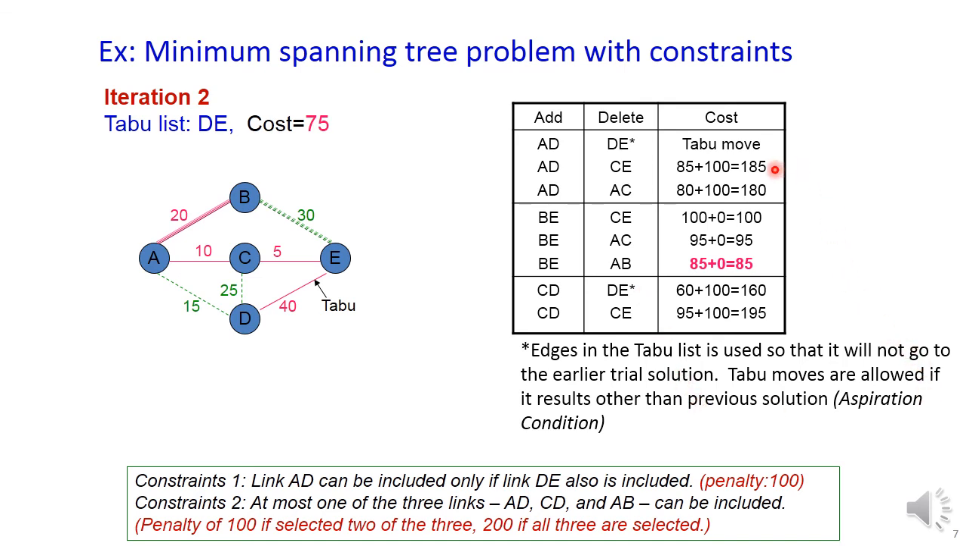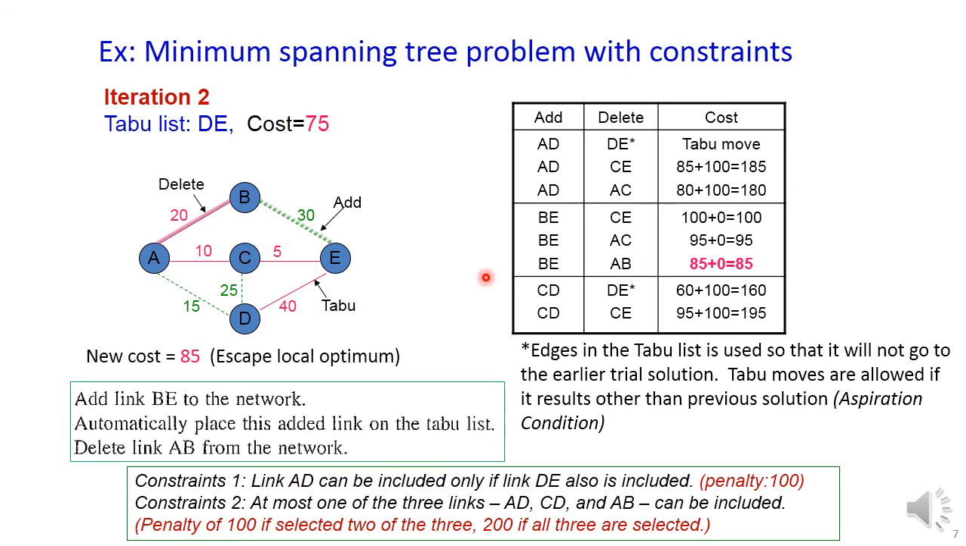So we have around 7 solutions. We have 185, 180, 100, 95, 85, 160, 195. Altogether we have 7 solutions. Among that, the best one is 85. So add BE and delete AB from the spanning tree, and also BE needs to be added to the taboo list. The taboo list needs to be updated with BE.